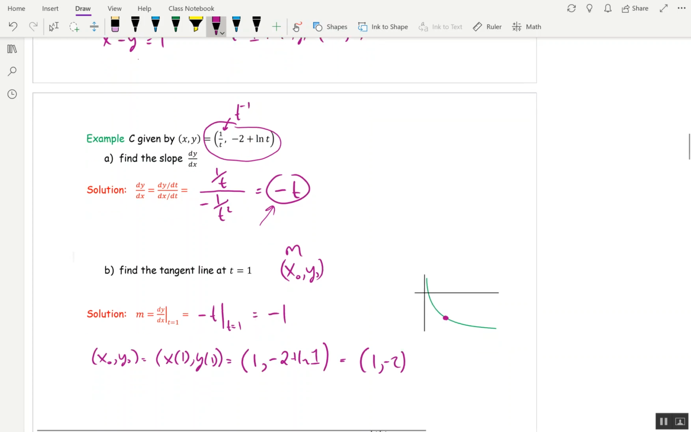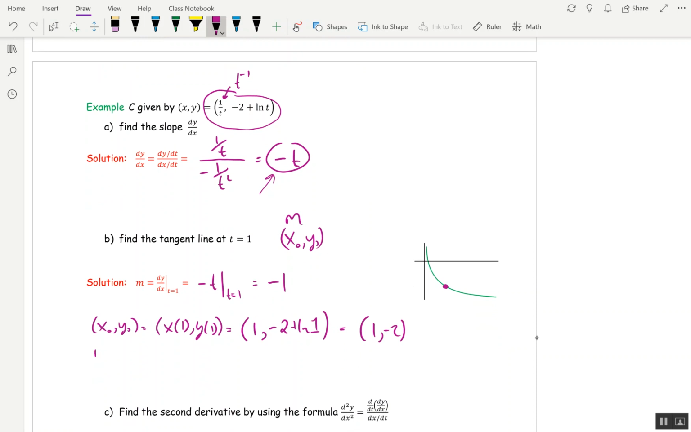Okay. And then point slope, y minus y naught, so y plus 2, is negative x minus 1. So that gives me y equals negative x plus 1, but then minus 2, so minus 1. So I've graphed the curve for us using Desmos, and then this is the tangent line, and it certainly looks reasonable, negative slope and a negative y-intercept.